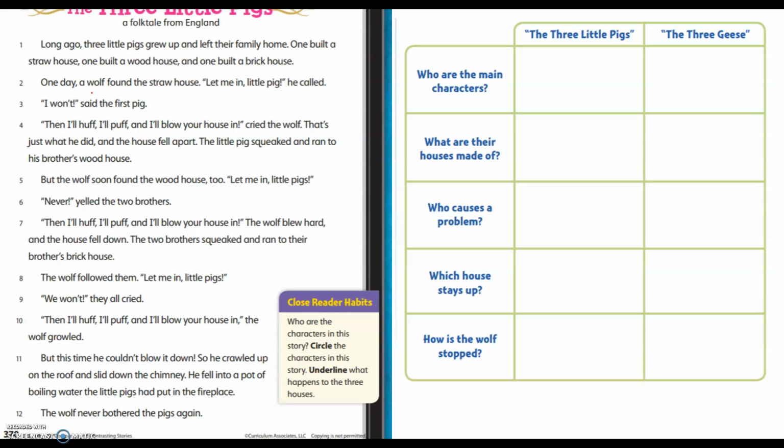The Three Little Pigs. Long ago, three little pigs grew up and left their family home. One built a straw house, one built a wood house, and one built a brick house.